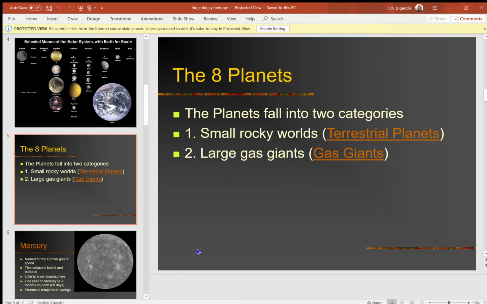When we look at the planets in our solar system, we do separate them into 2 major categories. The first category is, of course, small rocky worlds, and then we have large gas giants. If you download the PowerPoint here, these are actual links to spacefacts.com. You'll notice that they actually have individual pages for each one of these terrestrial and gas giant planets. You should definitely have a visit there. It's a really interesting website.